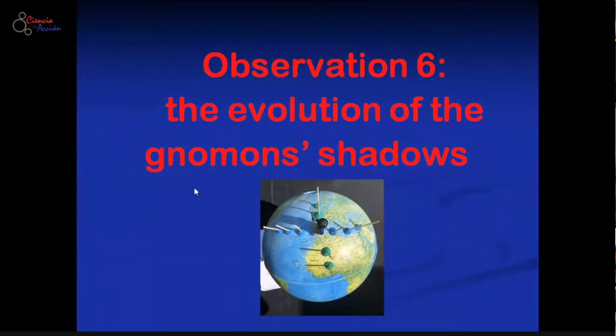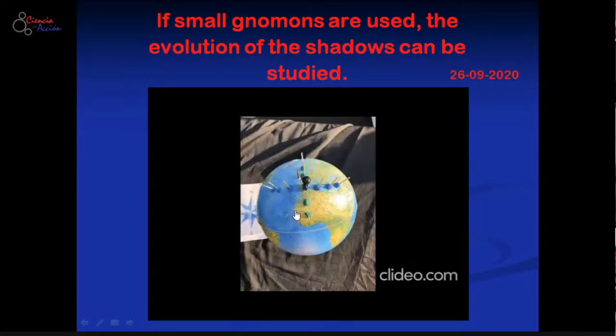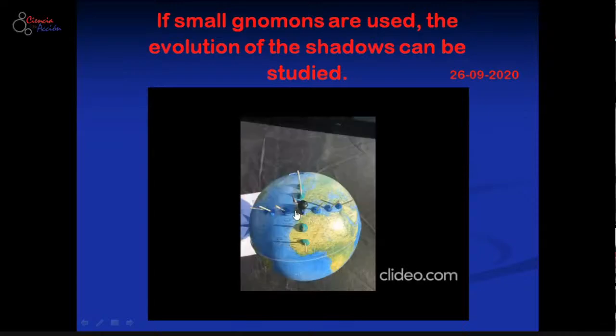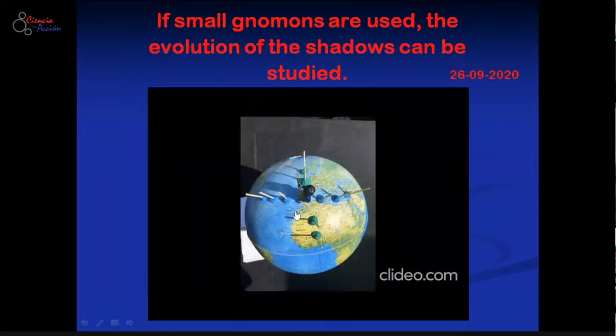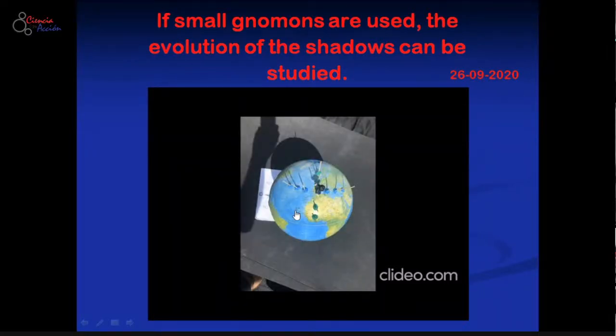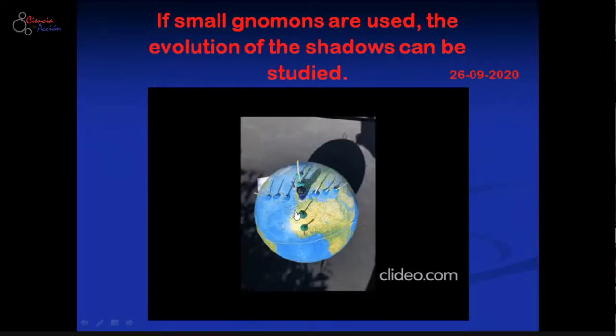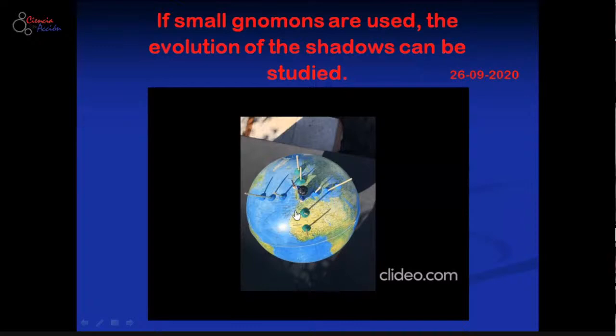Observation 6 is about the evolution of the normal shadows. This also has been shown by some of your presentations, particularly Carmen's. I remember it was a beautiful presentation. So what we did was place normals along the meridians and the parallels, and we studied how the shadows changed through time. Each of the pictures was taken an hour apart.